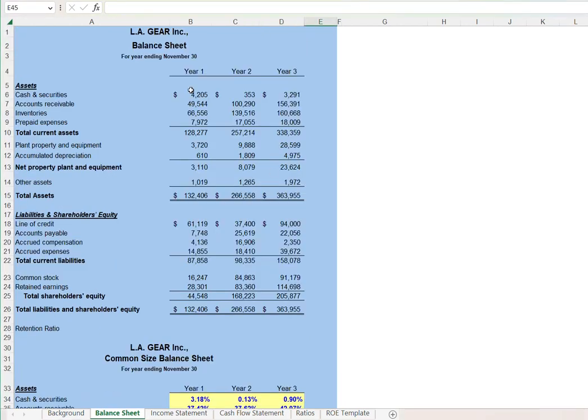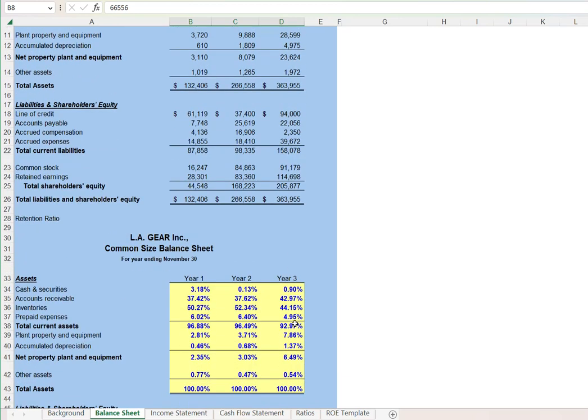From our regular balance sheet, we can tell that the company has grown. Total assets increased from $132,000 to $363,000 in year 3. What we can't tell right off the bat is, has our cash as a percentage of assets increased? How about inventory as a percentage of assets? Has it increased? We can get that information from our common size balance sheet.